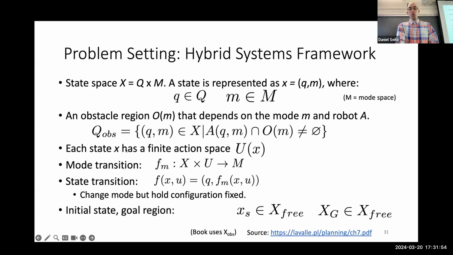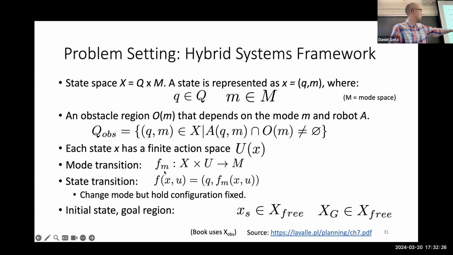Then each state will have a finite action space, U of X. Then you can have a mode transition, FM, which takes you from your state with some action, and it will result in some kind of mode. And then the state transition is going to go from XU to Q of this thing, which is over here.